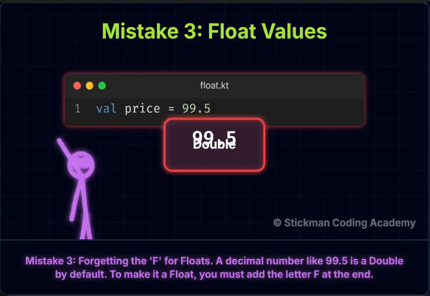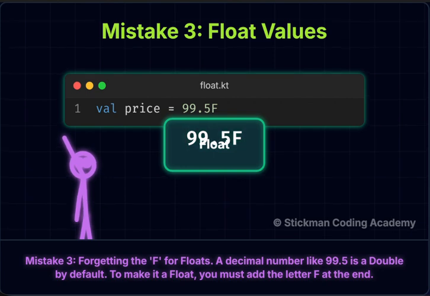Mistake number 3, forgetting the F for floats. A decimal number like 99.5 is a double by default. To make it a float, you must add the letter F at the end.